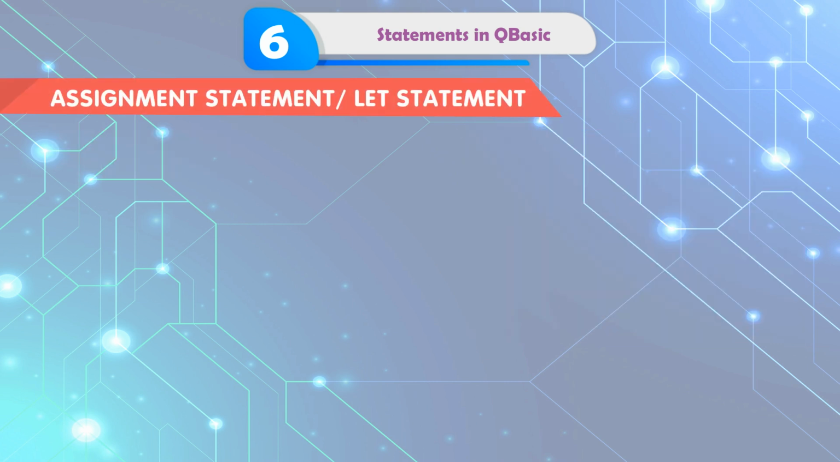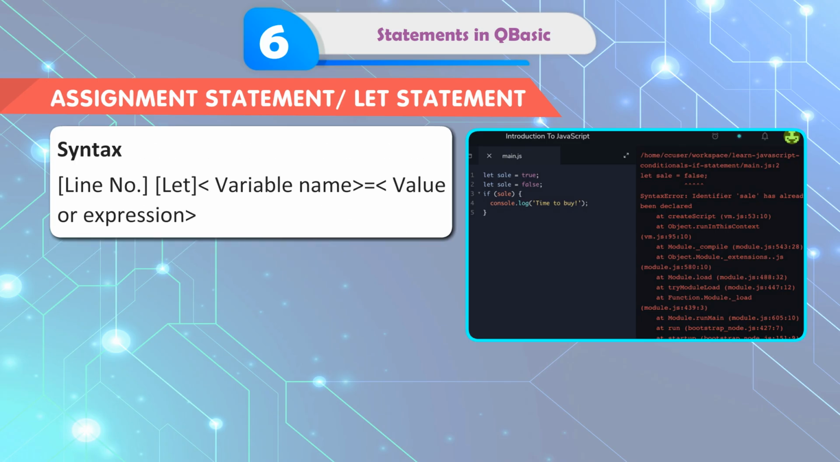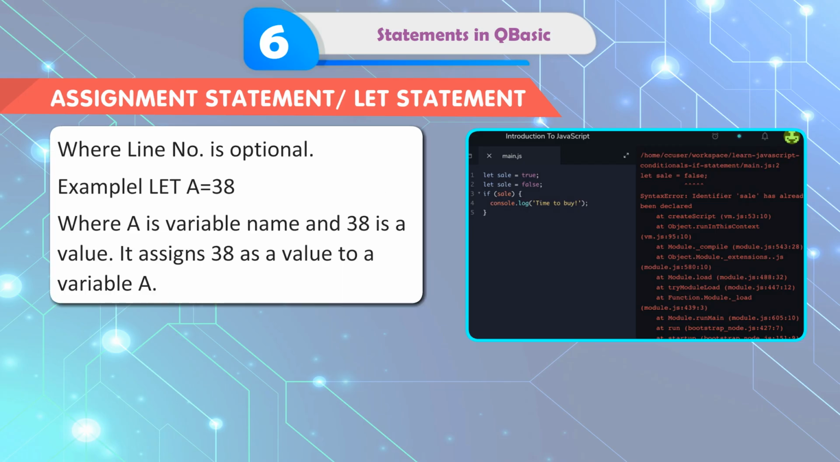Assignment statement / let statement. The let statement is also called the assignment statement. It is used to assign a value to a variable, whether it is a numeric variable or a string variable. Syntax: line number, LET variable name equals value or expression, where the line number is optional. Example: LET A = 38, where A is the variable name and 38 is a value. It assigns 38 as a value to variable A.